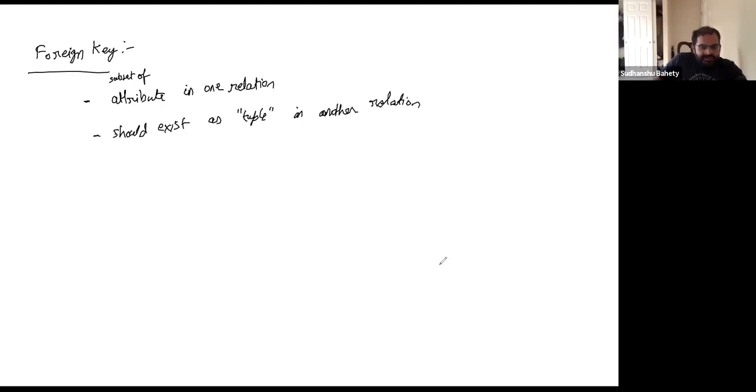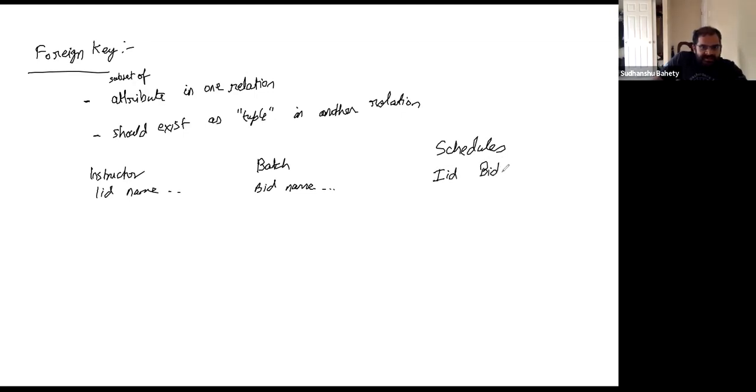So coming to that example, it's a very classic example. So instructor has instructor ID, name, and so on and so forth. I won't write all the things. Then you have batch. You have batch ID, name, and so on. And then you have schedules. Schedules will have instructor ID as one of the columns, batch ID as another column, and date as the third column, right?